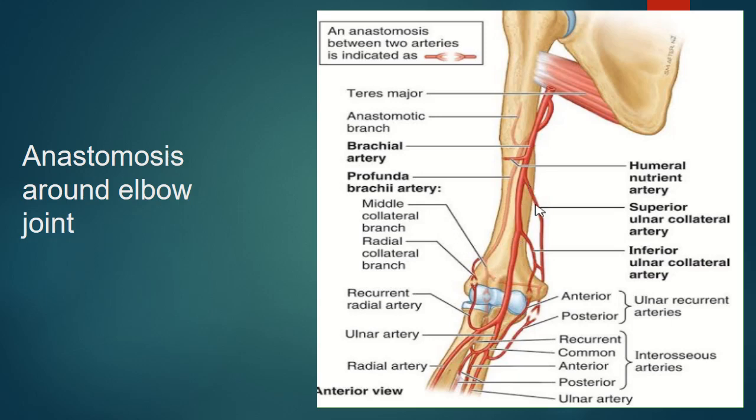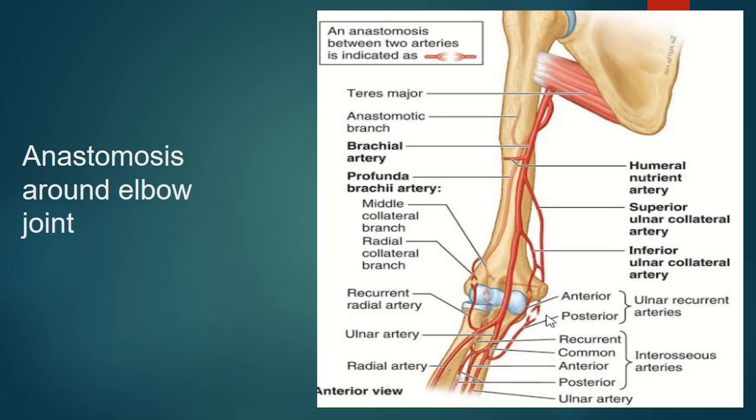Then we have the superior ulnar collateral artery which lies posterior to the medial epicondyle, and we have the inferior ulnar collateral artery which lies anterior to the medial epicondyle of humerus. These 4 are the branches of brachial artery which contribute to anastomosis around the elbow joint. Now, this is the radial artery, this one is the ulnar artery. Here is the common interosseous artery, a branch of the ulnar artery, which gives off the posterior interosseous artery and the anterior interosseous artery, this one.